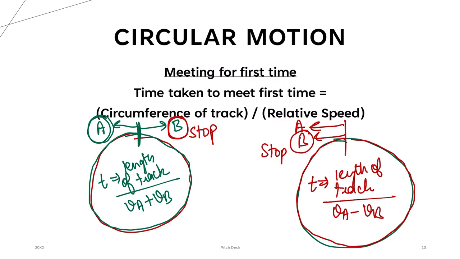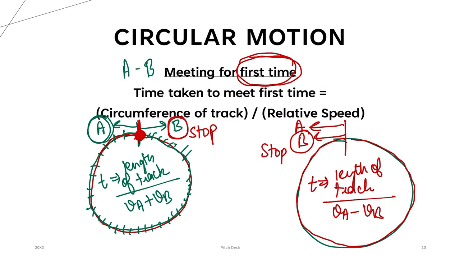Now, what exactly is happening? We have understood what we have done, but what is happening? Meeting for the first time. As I've already told you, we have assumed B is at a stop. So B will be sitting here only, at the starting point. What will A have to do? A will run from here. He has to cover this whole track to meet B, right?